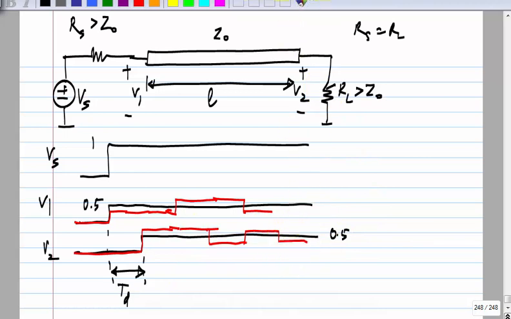You can have this oscillatory type behavior if both terminations are different from Z naught. And this is typically what you see. Now even this picture is highly ideal. First of all, we have assumed the transmission line to be lossless, and secondly we assumed that both terminations are purely resistive. That is not true either.